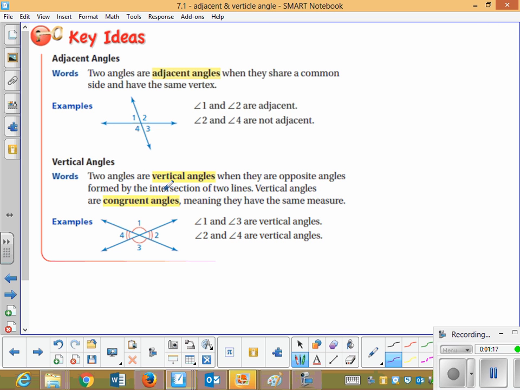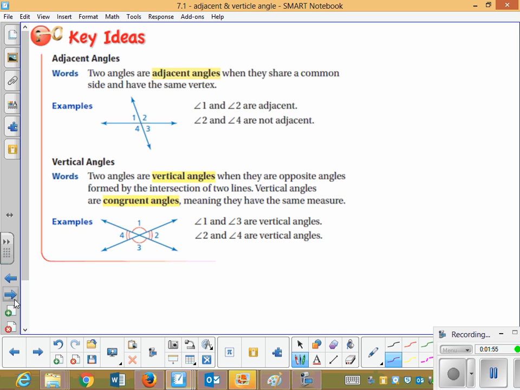Now, vertical angles are two angles that are opposite each other, formed by the intersection of two lines. In other words, they're opposites from each other. So 1 and 3 are opposite, so they're vertical. And 4 and 2. Notice they're not next to each other, but across. Those are called vertical angles. Now, congruent angles means they have the same measurement. Notice how 1 and 3 have a little loop. 1 and 3 are the same. And then 4 and 2 have two loop lines. Those are the same, and those are called congruent angles. We'll talk more about it in this lesson, so we're going to continue.